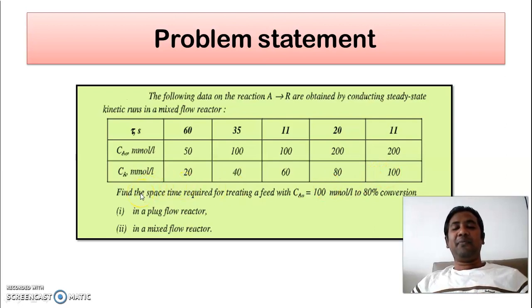Now, we have to find the space-time for treating a feed with Ca0 equal to 100 millimole per liter to 80% conversion in a plug flow reactor and in a mixed flow reactor. So what is the aim? The aim is to find the space-time, right? So I think you have got the problem now.